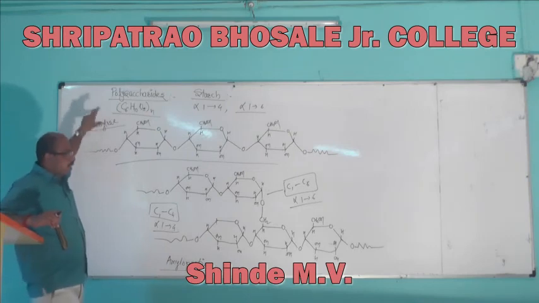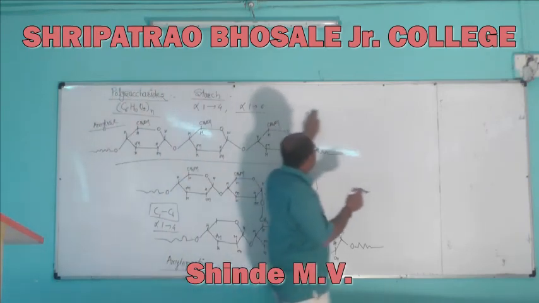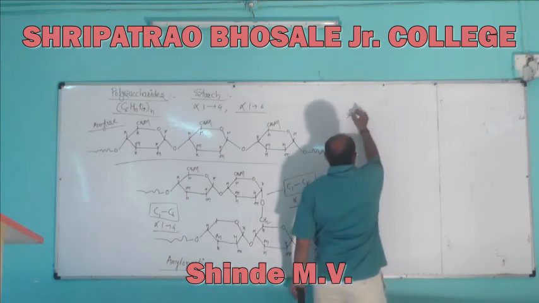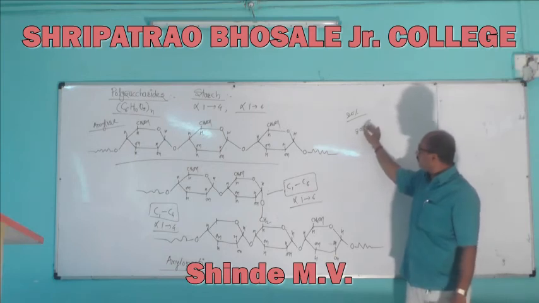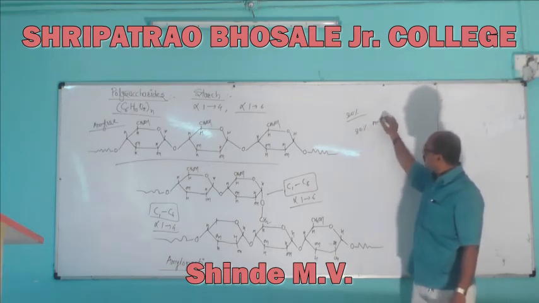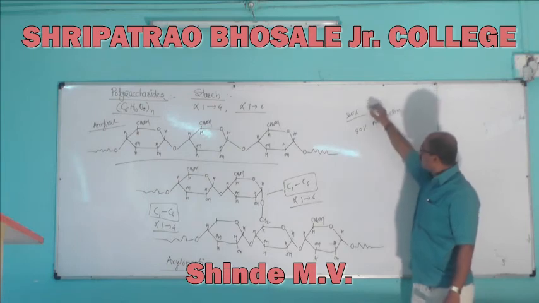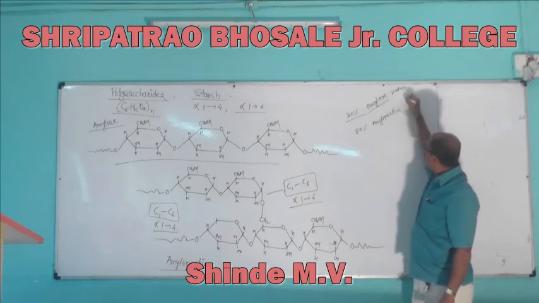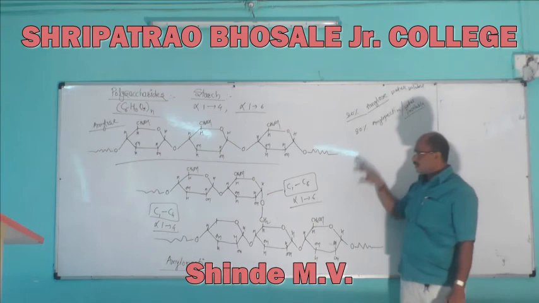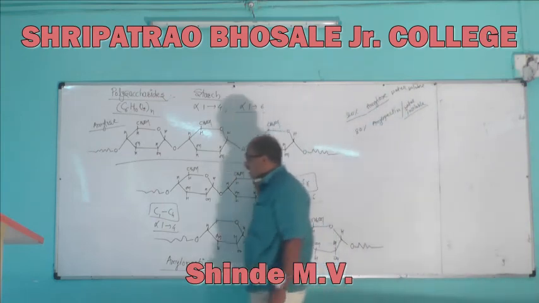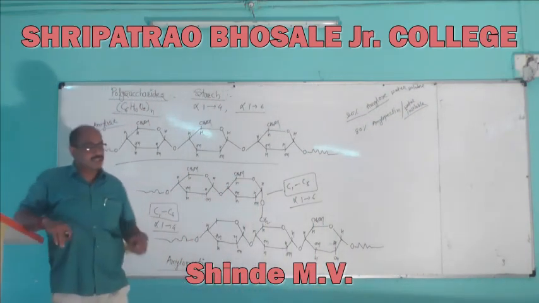Amylose, the starch molecule contains about 20% amylose structures, which is water soluble, and 80% amylopectin structure. It is water soluble. This one is water insoluble. 80% amylopectin is present in the structure of starch, and 20% amylose.